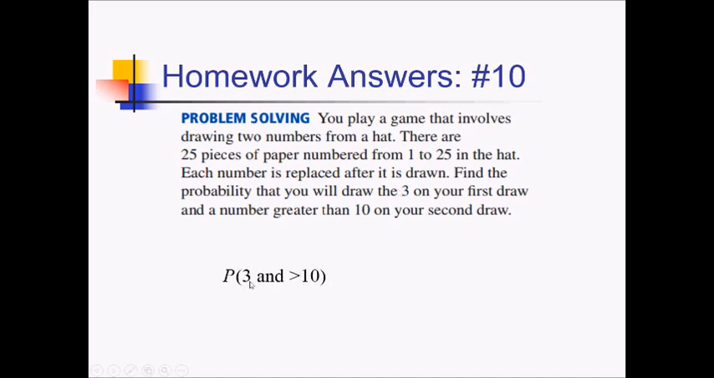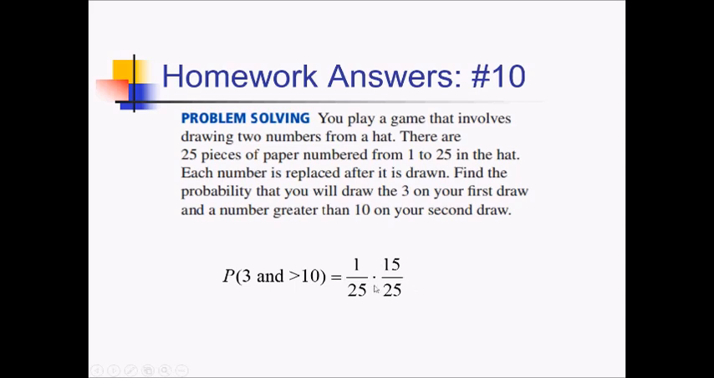So for the 3, we have 25 total pieces of paper to choose from. That's the total possibilities. And only one of those has the number 3 on it. So we have a 1 in 25 chance of getting a 3 on the first draw. Now for the second draw, there are still 25 pieces of paper because if you got that 3, you put it back in there. So we're still out of 25. Now how many numbers from 1 to 25 are bigger than 10? Well, that's 11, 12, 13, 14, so on and so forth. If you count them up, there are 15 such numbers.